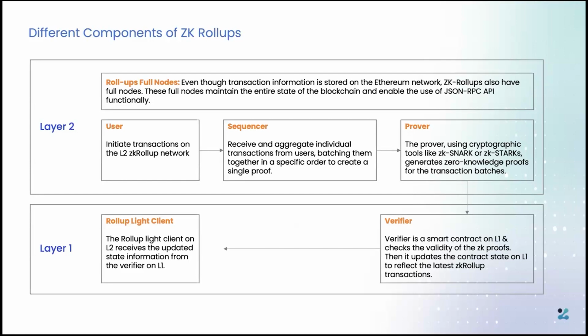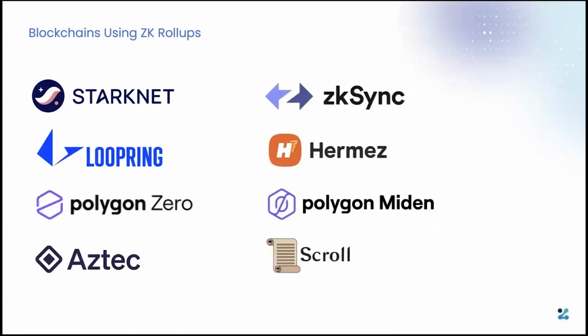The ZK proofs are designed in such a way that they can be quickly verified. And then there is a rollup light client on layer 2, which receives the updated state information. So as soon as the verifier verifies it, the state is updated on the layer 1, and the layer 2 also gets a notification that the state has been updated.